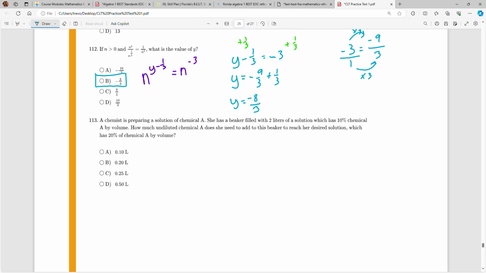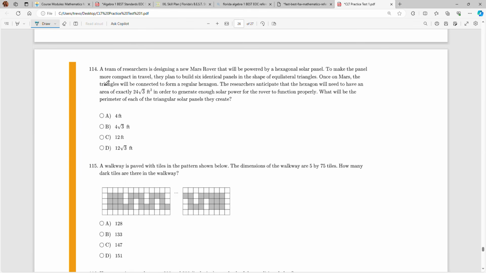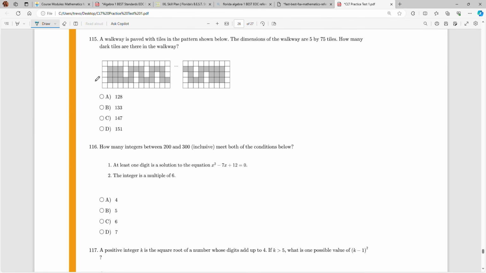And then number 115 was the last non-trigonometry request. Okay, number 115. A walkway is paved with tiles in the pattern shown below. The dimensions of the walkway are 5 by 75 tiles. How many dark tiles are there in the walkway?